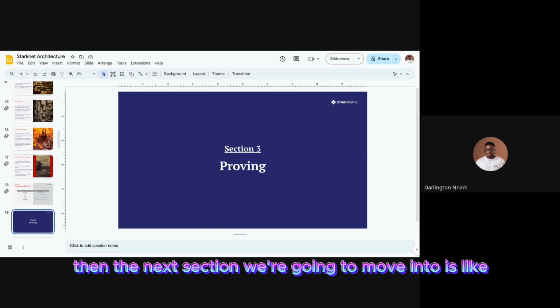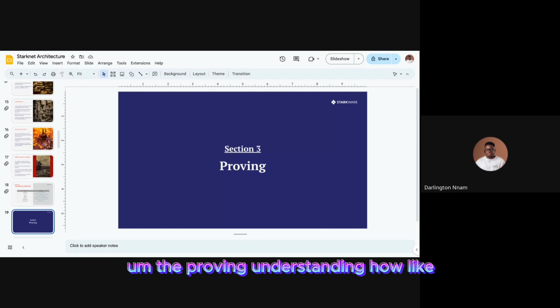Then the next section we're going to move into is the proving, understanding how Starknet proofs are generated and all. But before that, I was wondering, we have questions.